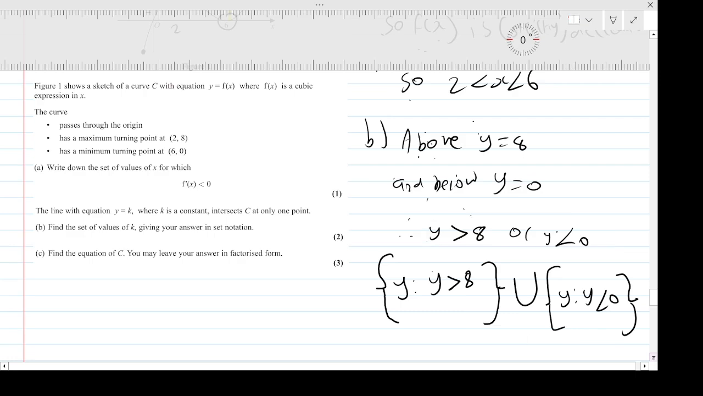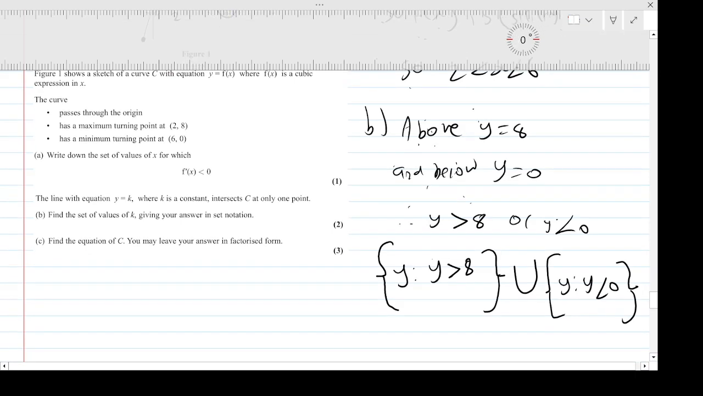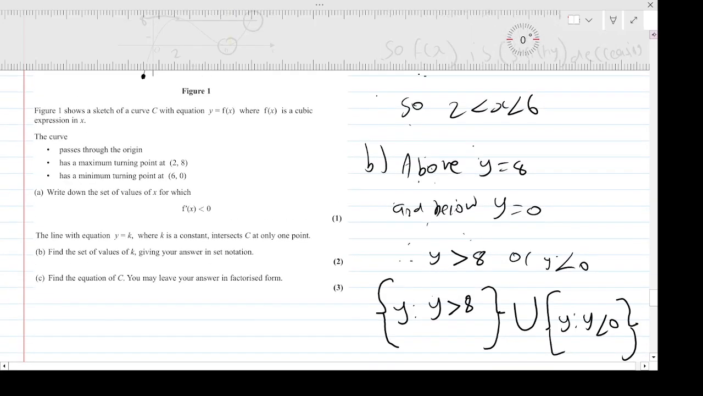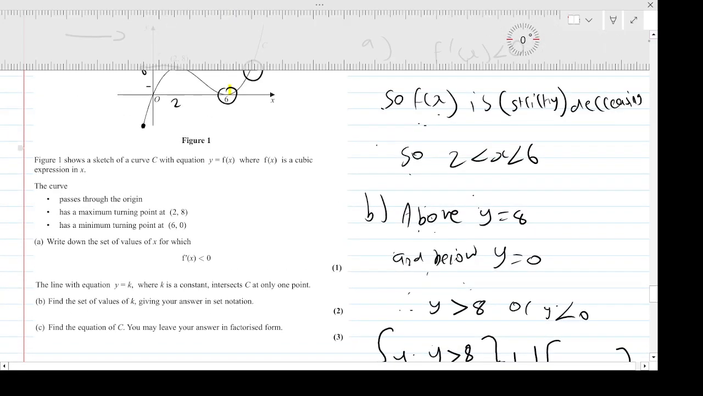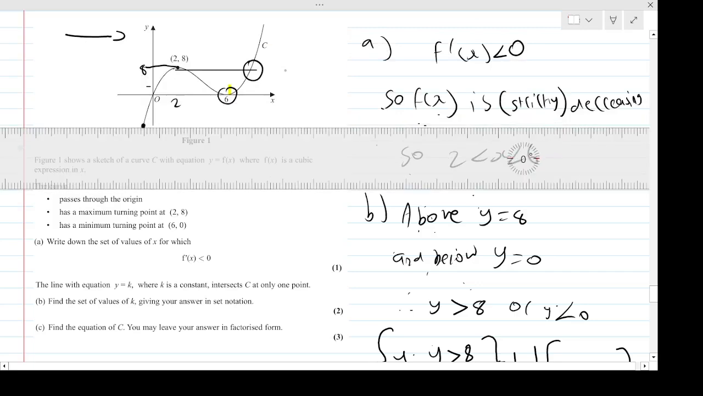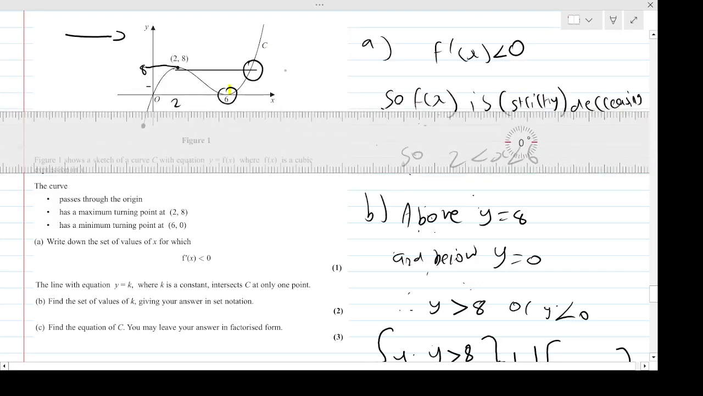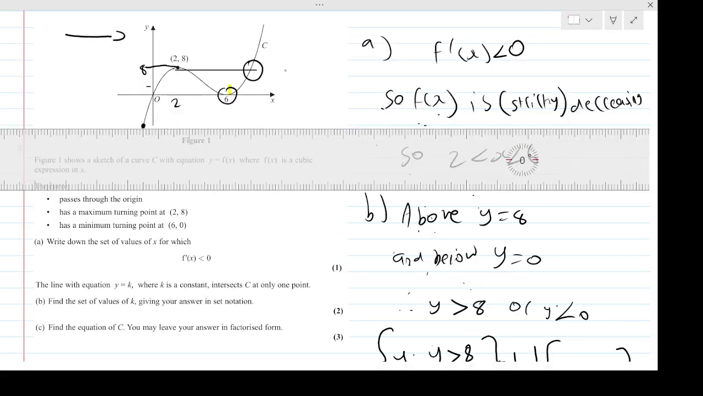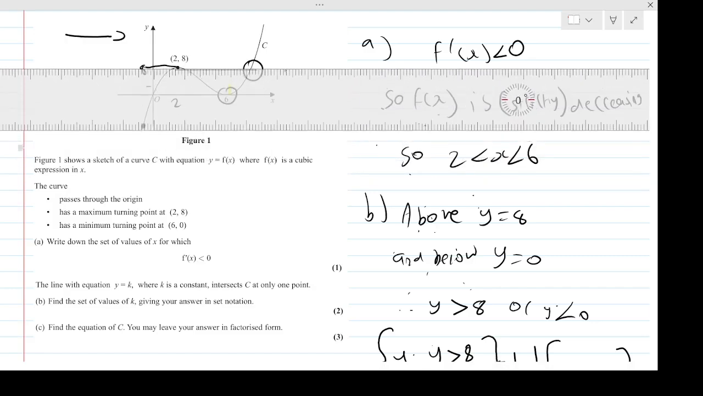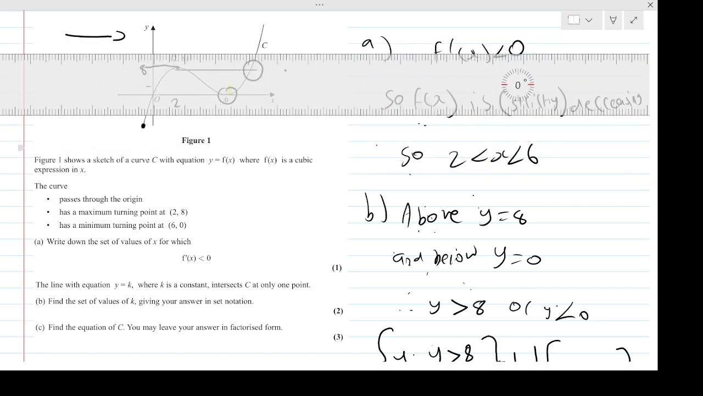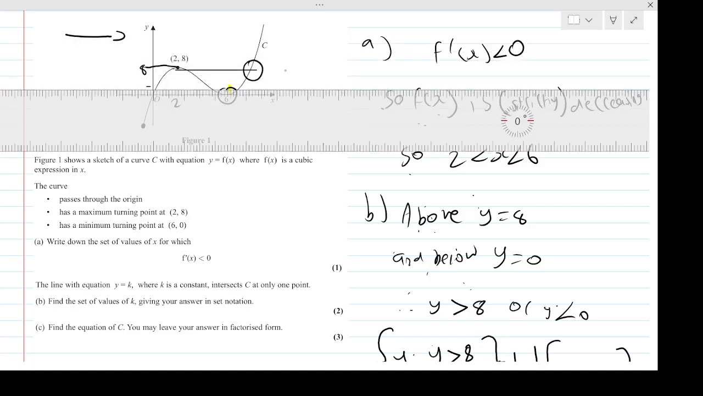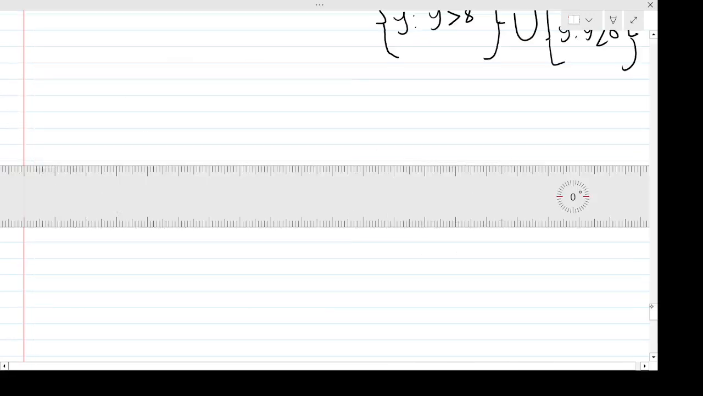Right, that's part B. So again, hopefully it's a very visual question. Hopefully you visualised what was going on there, okay? And my ruler being, obviously, when it's below the x-axis, there's only one intersection. Then when it's above this line y is equal to 8, then again there's only one intersection on the right side of the curve.